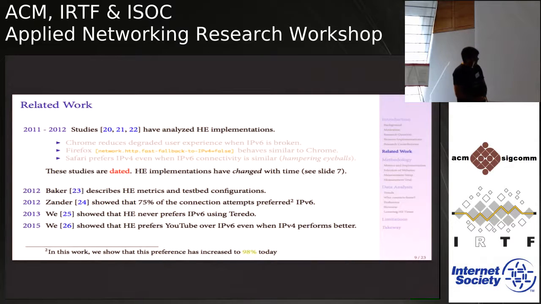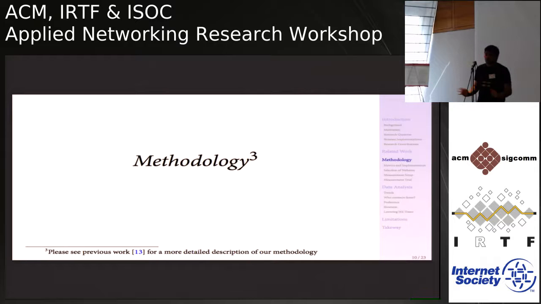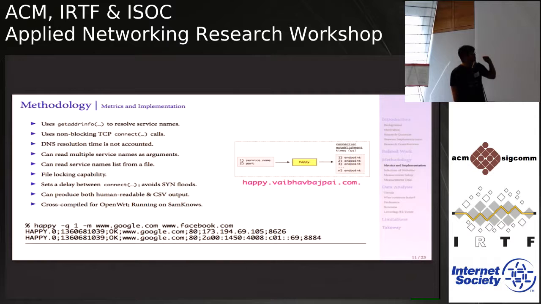Okay, next slide, please. So how do we do all of this? We use a metric. We measure TCP connection establishment time. So it's an active metric, and we have an implementation of this metric. We call it Happy, and it's publicly released with a simplified BSD license. And this is how it looks. It gives you TCP connection establishments to a website on a command line in a CSV format.